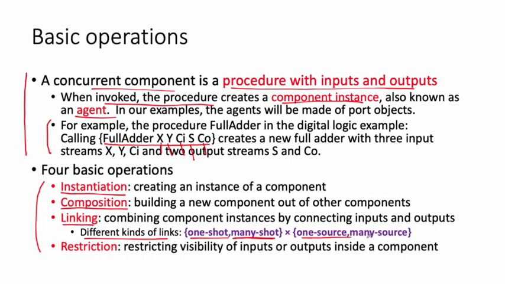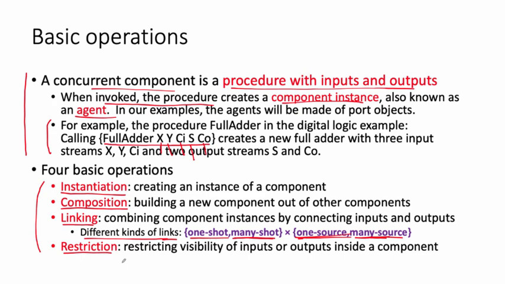There's also one source or many source. In a stream, it's deterministic. So only one agent can write the stream. Many can read, but only one can write. Whereas in a port, many can write, like in the client server. So you have different kinds of links, and your connections will be different depending on the links. The one-source links are deterministic. The many-source links will be non-deterministic. Okay?